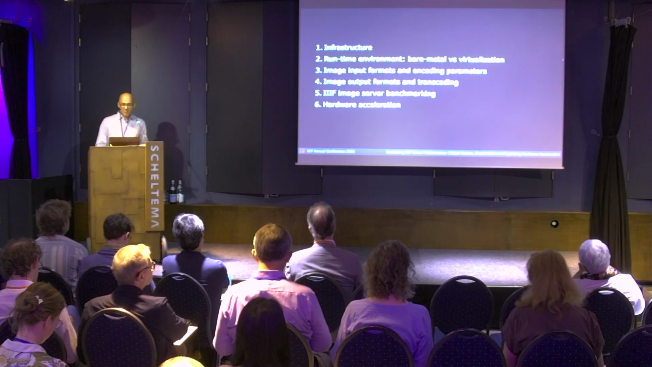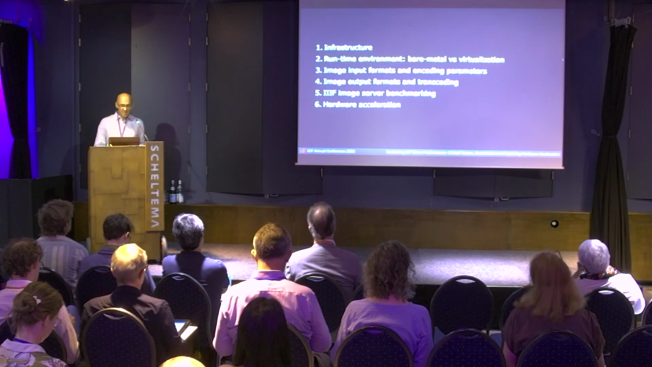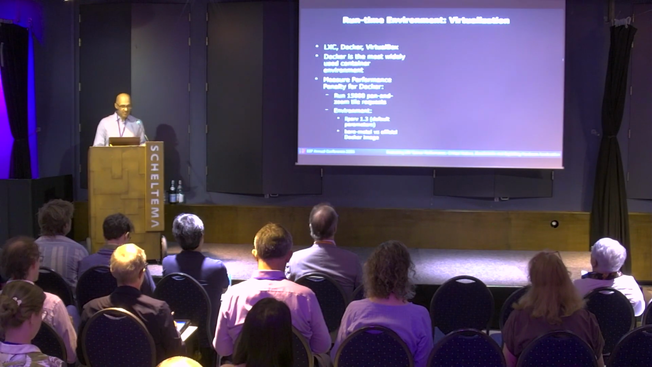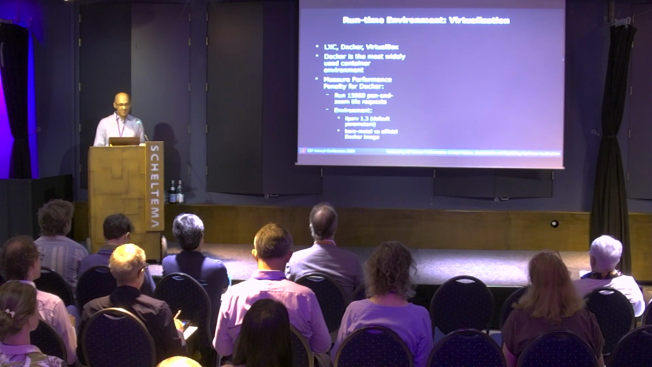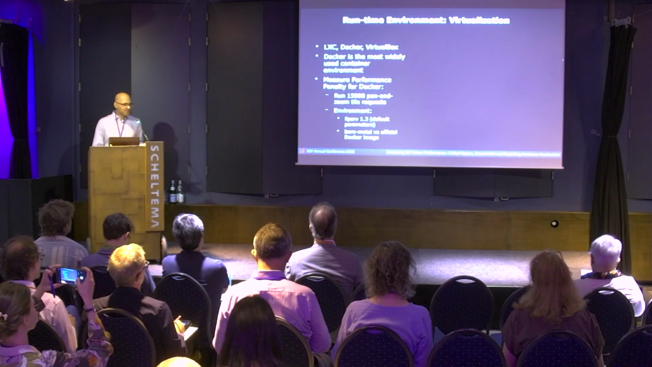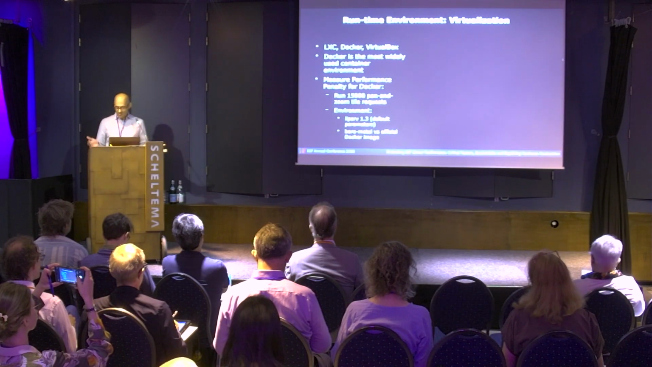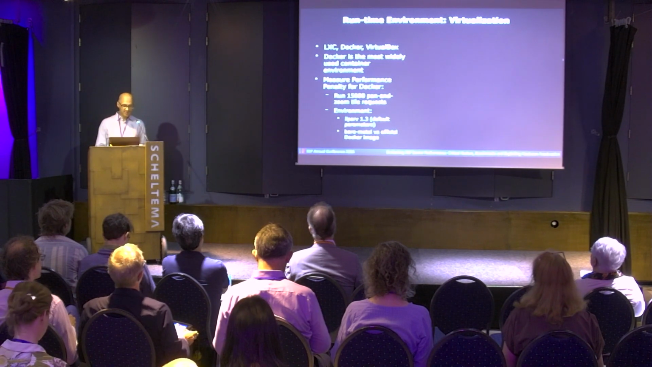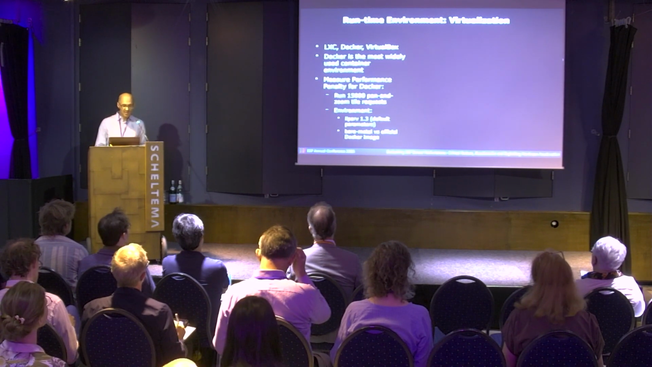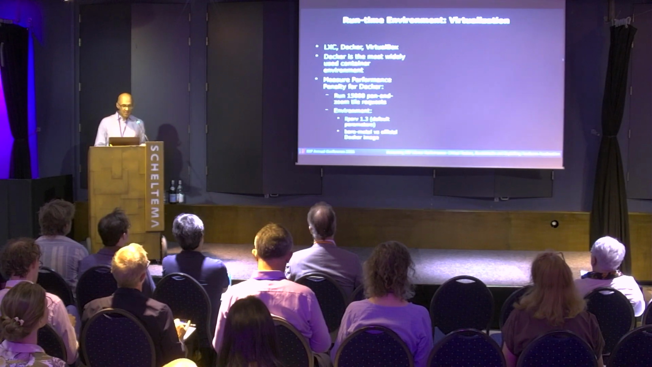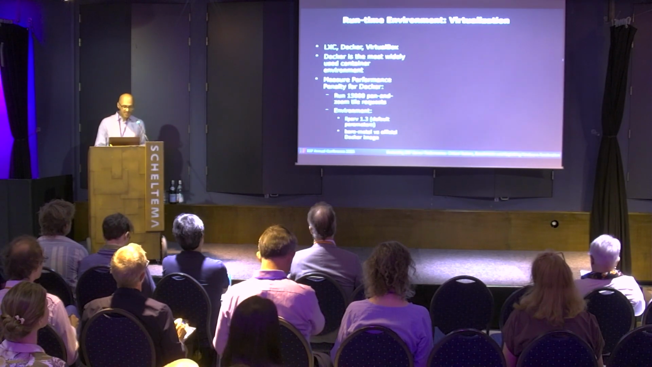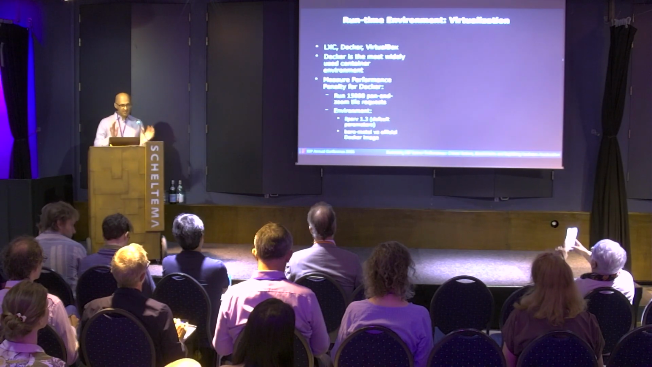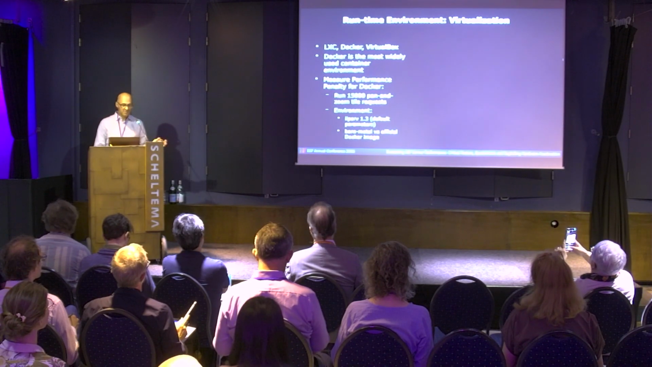So runtime environments, nowadays a lot of people use virtualization, so things like Linux containers, Docker, even sometimes VirtualBox. Docker is the most widely used container environment. So we know virtualization is going to entail some sort of performance hit, but let's see how much of a performance hit there is. So I did some tests using pan and zoom tile requests to IIP image, using just the default parameters, and compared a bare metal, pure compiled version to the official Docker image.